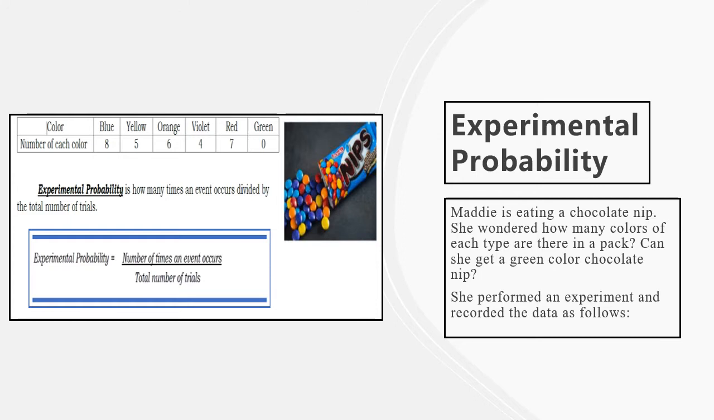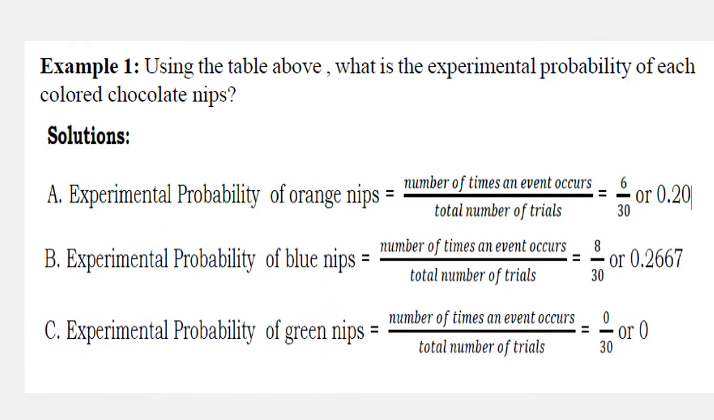So, for our experimental probability, we have the formula: number of times an event occurs divided by total number of trials. Example, the table above. What is the experimental probability of each chocolate colored nip? A. Experimental probability of orange nips, we have 0.20. Experimental probability of blue nips, we have 0.20, 26.667. And experimental probability of green nips, we have 0.